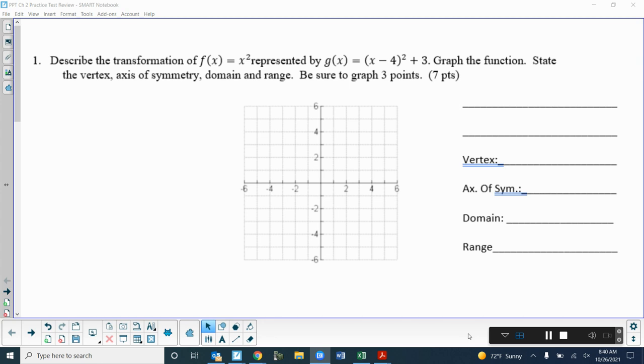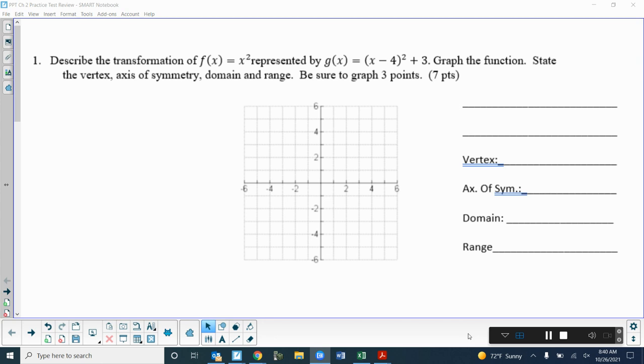Let's get ready for tomorrow's test. Okay? So number one is from sections 2.1 and 2.2, where we had to do this before on our other quiz. It says, describe the transformation of our quadratic parent function, represented by the function g.